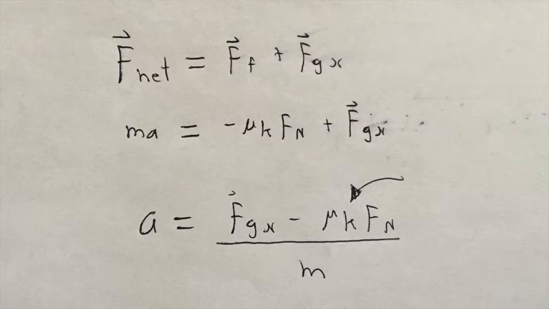When the equation is rearranged for acceleration, you can see that if the friction coefficient is larger, the resultant acceleration will be smaller. Therefore, friction affects how fast or slow a skier can accelerate.